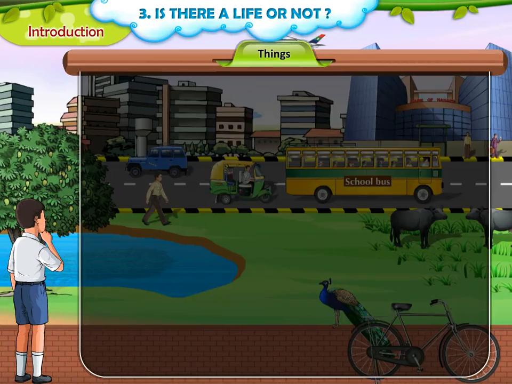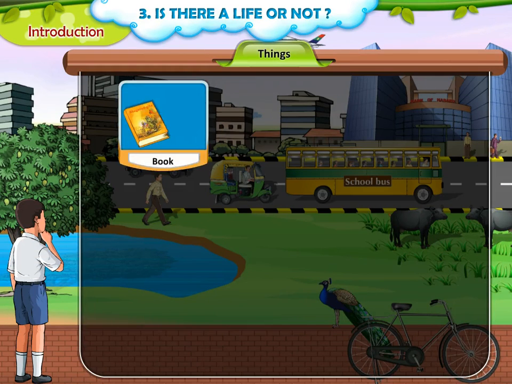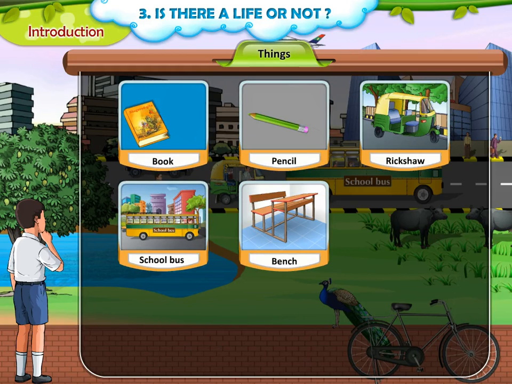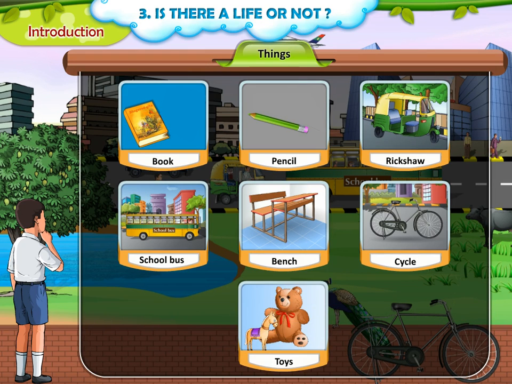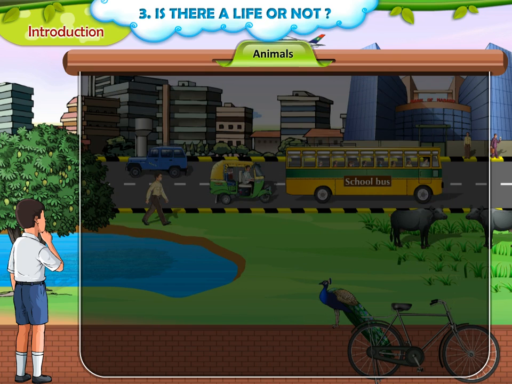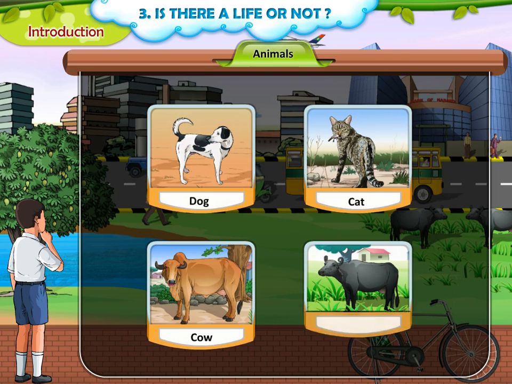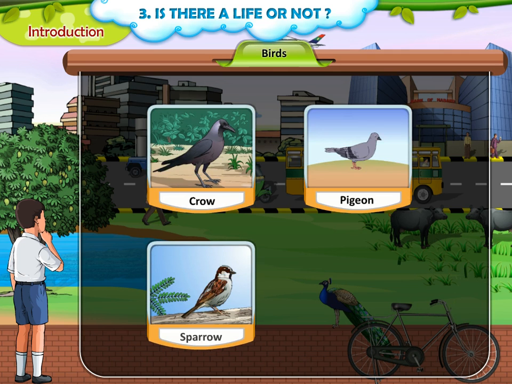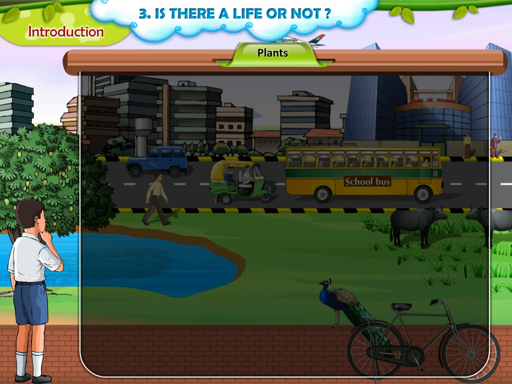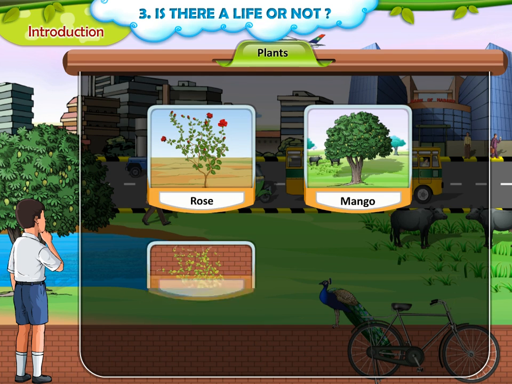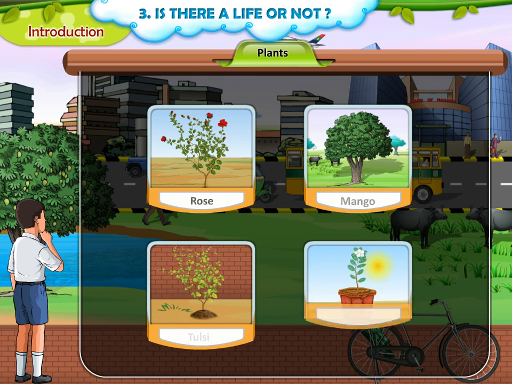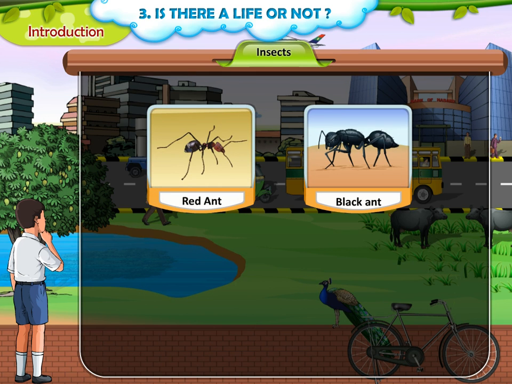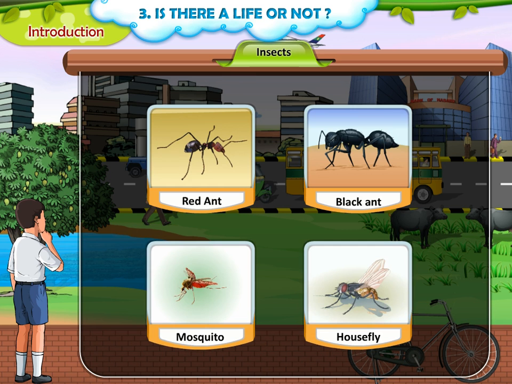You can see many things around you, like a book, a pencil, a rickshaw, a school bus, the bench of your classroom, a cycle, your toys, etc. Moreover, animals like dog, cat, cow, and buffalo. Birds like crow, pigeon, sparrow, and peacock. Plants like rose, mango, tulsi, vinca plant. And even insects like the red ant, black ant, mosquito, and housefly can be seen around you.